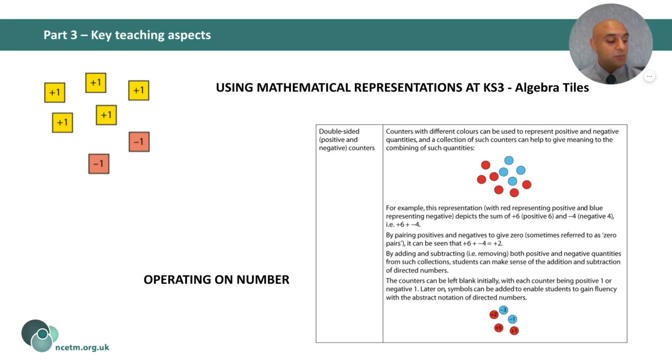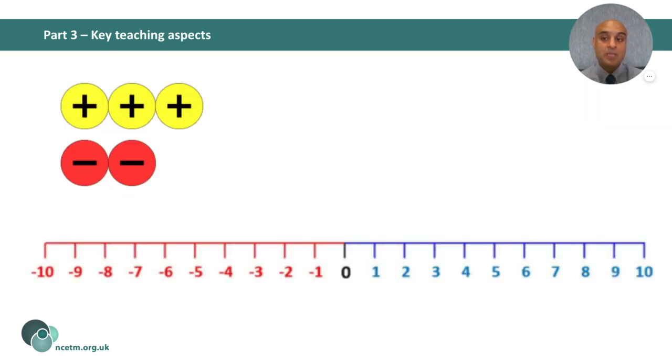Both of these documents are well worth reviewing as part of your planning, and they can both be found on the NCETM website, or by Googling NCETM secondary PD materials. They're quite useful to use in your department settings as well, to get that conversation going about how we can approach this subject. So I mentioned before the number line versus double-sided counters.